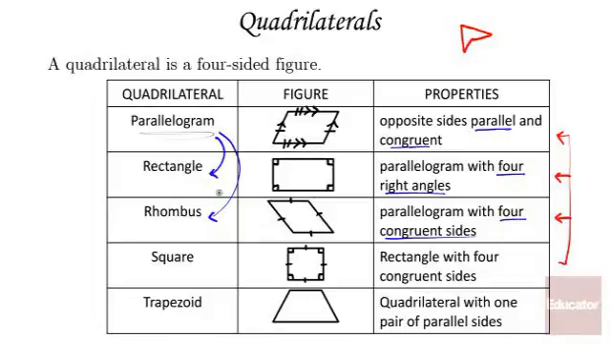And then the last one, the trapezoid. A trapezoid is not a parallelogram. Now, remember, a parallelogram has to have both pairs being parallel and congruent. A trapezoid only has one pair. So that means only this and this one are parallel. Okay, one pair of parallel sides.